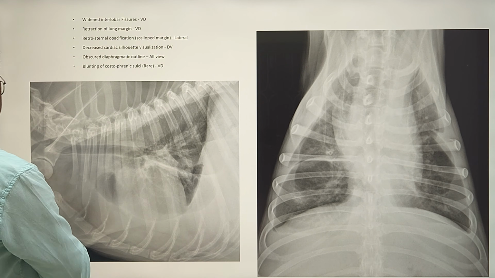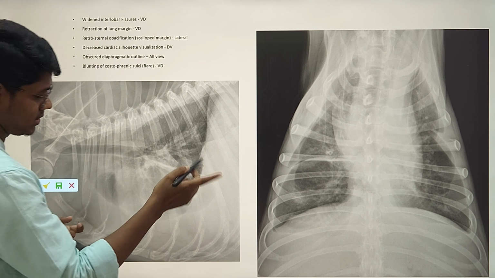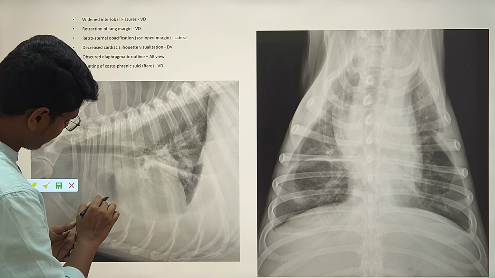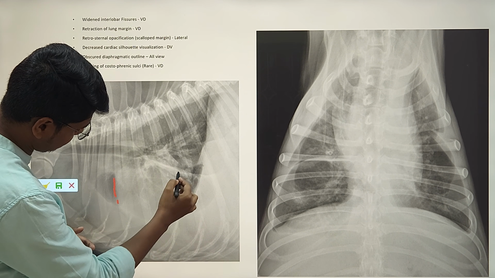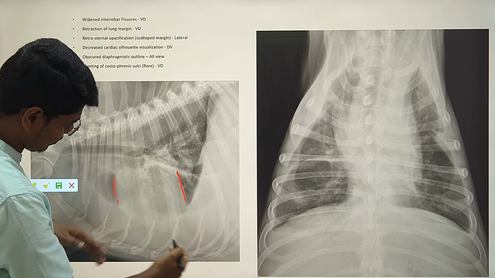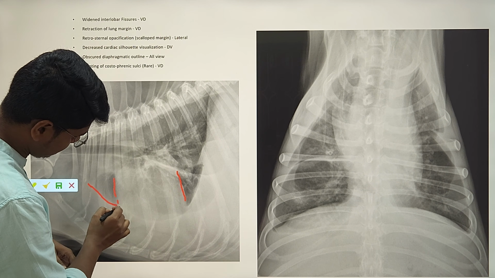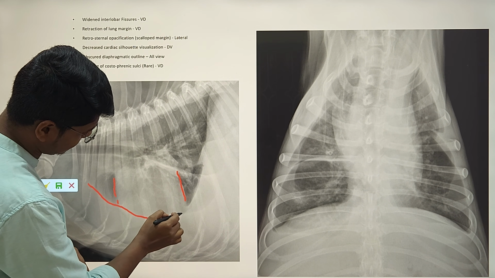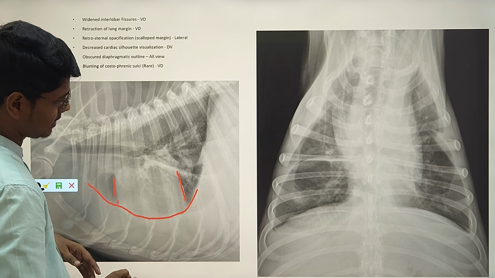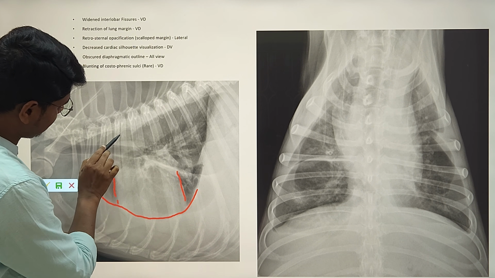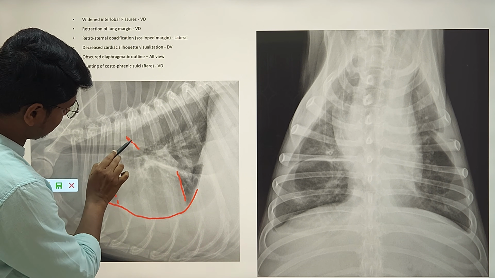This is another case. Let us see. This is the lateral view. This is the VD view. So in the lateral view, you can see that this is the heart, the margins of the heart, but the ventral portion is not visible. You can see here. This is of fluid opacity. Okay. Can we identify some fissures? Here is a fissure. Okay, dividing.